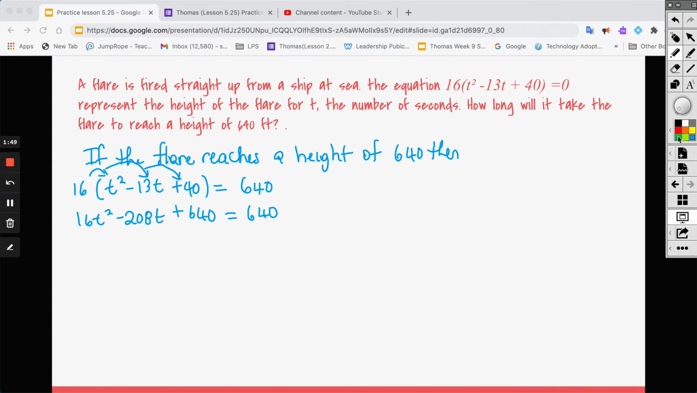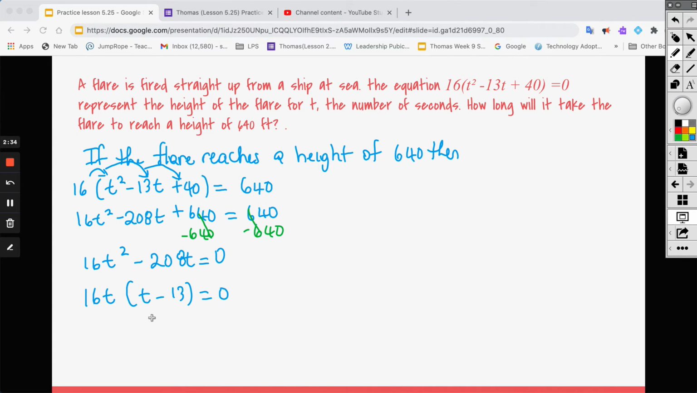In order to solve, we need to set our equation equal to 0, so we're going to subtract 640 from both sides of the equation. So what we end up getting is 16t squared minus 208t is equal to 0. In this case, we can factor out 16t because we know 16 goes into 208 13 times. So if we factor out 16t, then we're going to end up with t minus 13 is equal to 0.